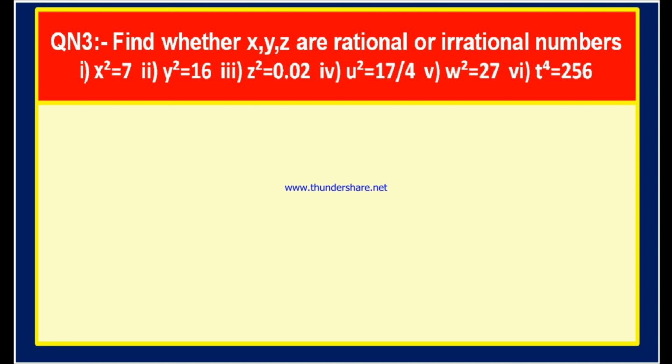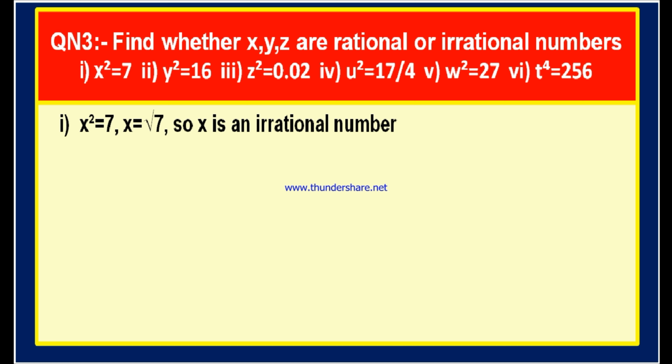Here if you observe the first bit, here is the solution. In the first bit, x square is equal to 7. If x square is equal to 7, then what is the x value? The x value is square root 7, isn't it? If x square is equal to 7, then x is equal to root 7. What is root 7? Root 7 is an irrational number.